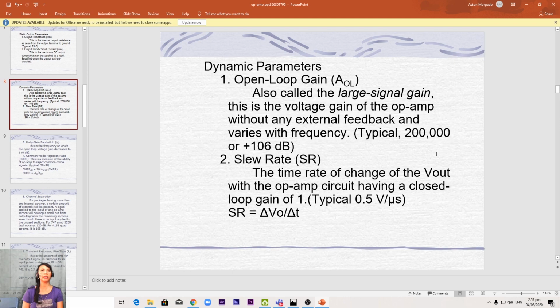Then we have slew rate, the time rate of change of output with the op amp circuit having a closed loop gain of 1. Typical is 0.5 volts per microsecond. Don't worry about these terms. We're going to explain them little by little as we go along with the topic, especially if we're going to have the opportunity to have face-to-face communication, so we're going to do it in the laboratory.